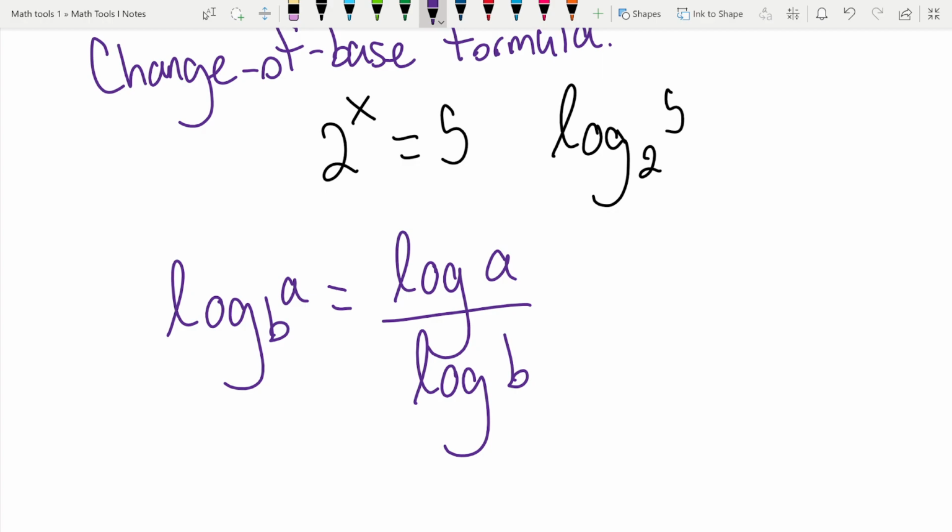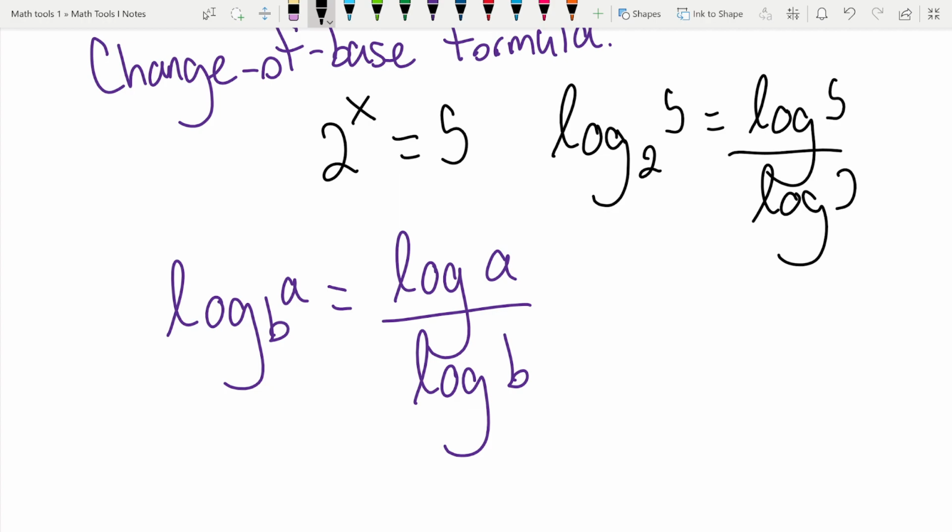So we can do log base 2 of 5 is equal to log of 5 divided by log of 2. Now you can actually find out what that is just by throwing it in your calculator.